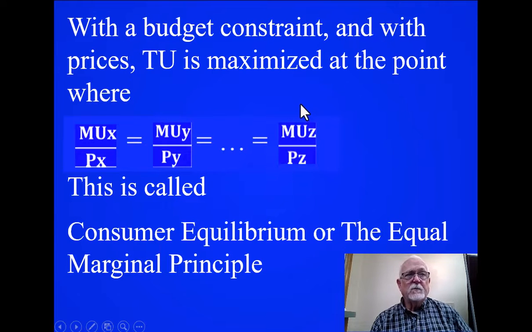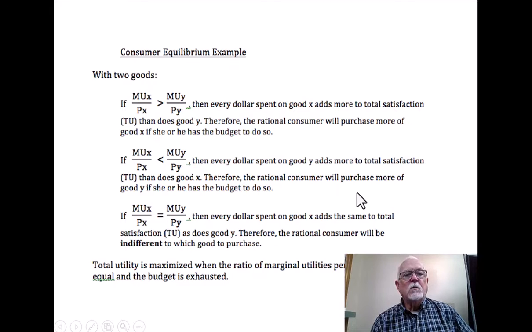Turns out that with a budget constraint, in other words, when we have a limited amount we can spend, if we look at multiple goods, then the way we will maximize total utility is by setting the ratio of marginal utility per dollar spent. So this is one item, this is another item, this is another item. However many items we're talking about, as long as we stay within our budget constraint, our total utility will be maximized when these are all equalized. That's called consumer equilibrium or the equal marginal principle. Different books call it a different thing. And let's understand why that's true.